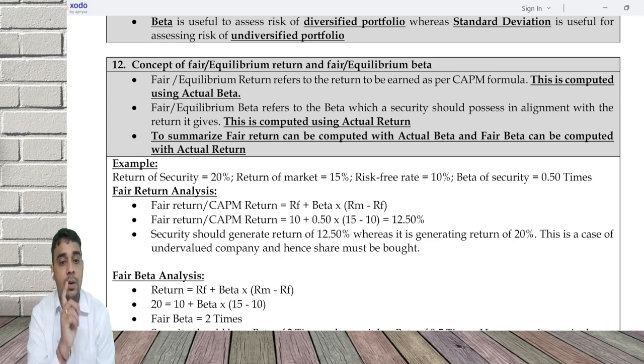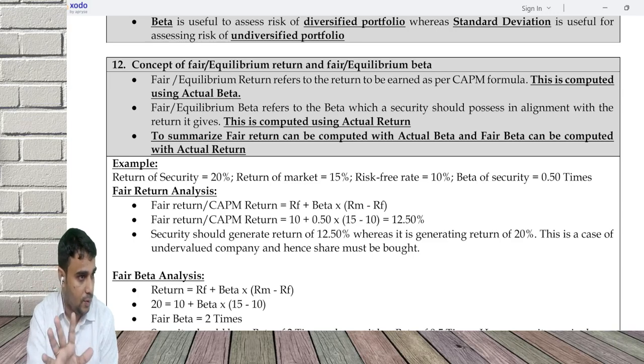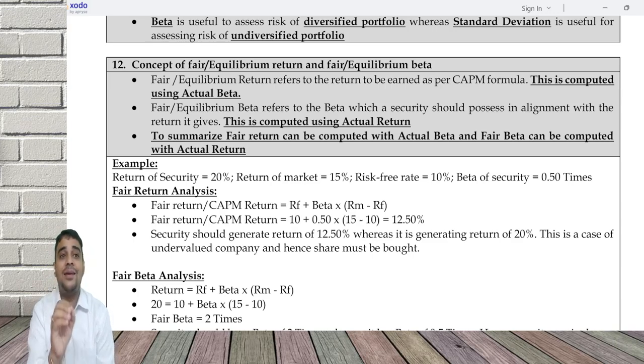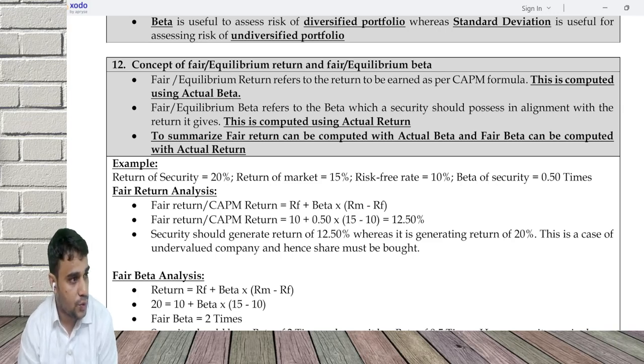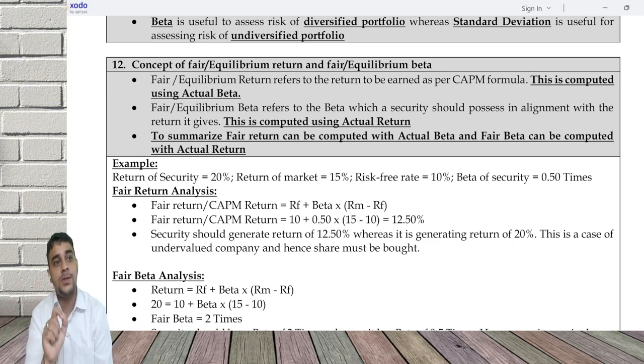What is equilibrium? Fair and equilibrium is same, okay? Fair return is what you should generate. Actual return is what you are generating. Fair return is what you should give. Actual is what you are giving. Fair return is computed through the CAPM formula.